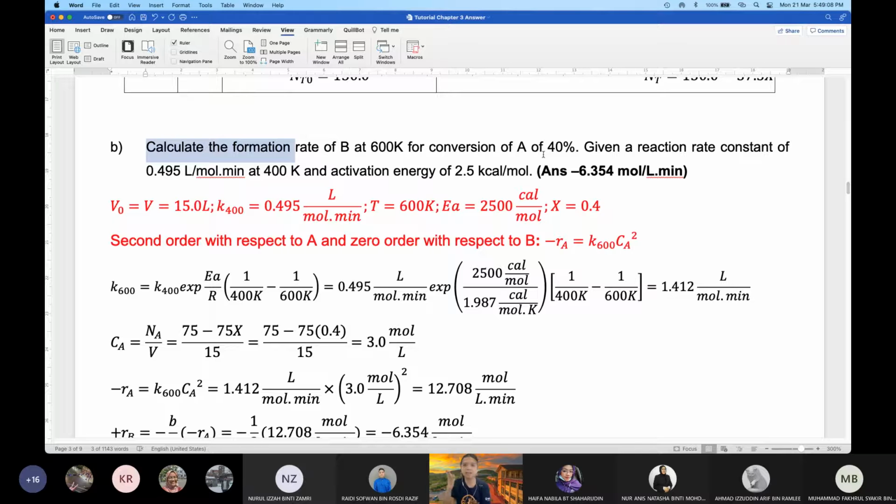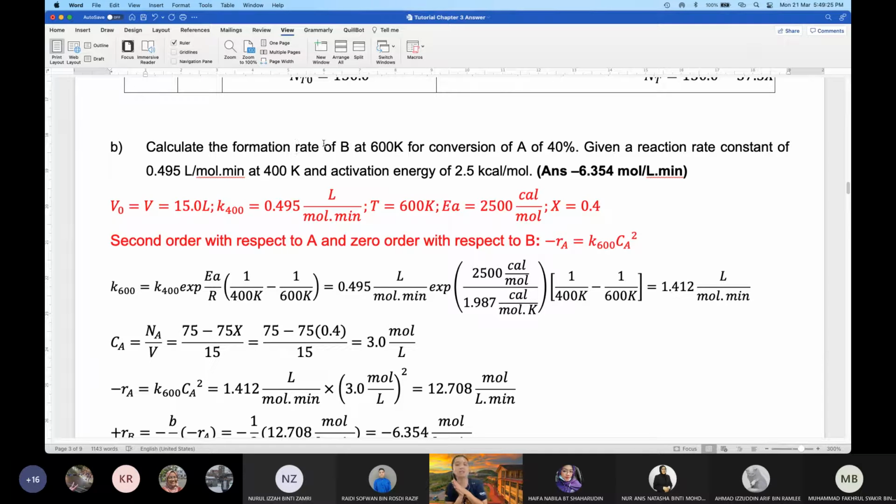Okay. So first ayat, apa sebenarnya dia kata? Dia nak kita kira, what do they want us to calculate? The formation rate of B. Okay, so ingatkan tadi kita pernah buat kan, rate of formation is positive R. So they want us to find for B. So dia nak kita cari positive RB.